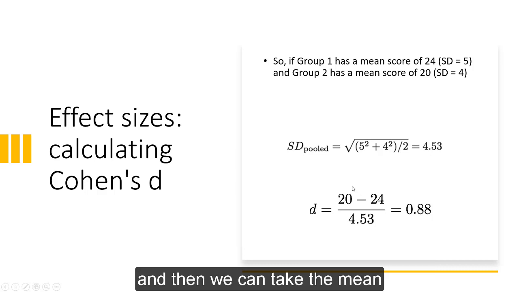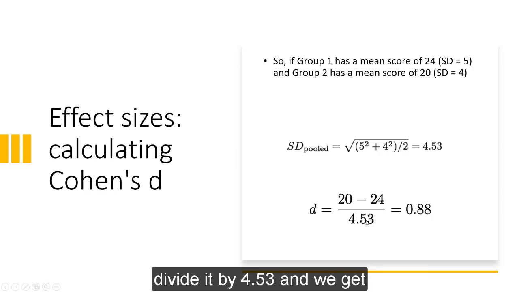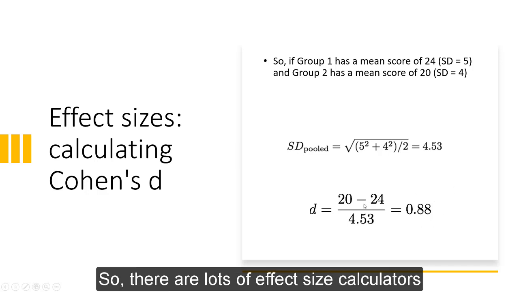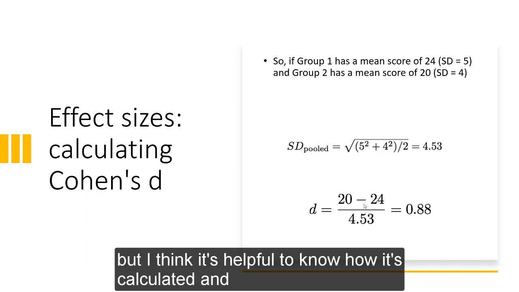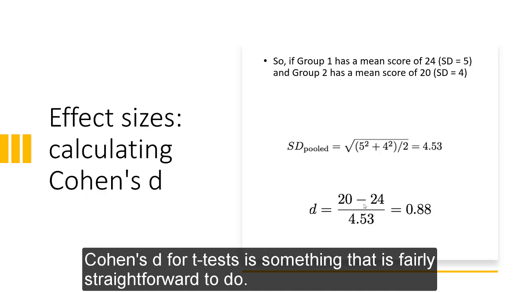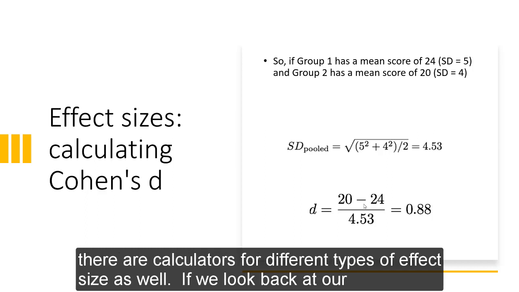And then we can take the mean of our group minus the other mean, divide it by 4.53, and we get a value for D of 0.88. So there are lots of effect size calculators out there on the web, so you don't have to remember this formula, but I think it's helpful to know how it's calculated, and Cohen's D for t-tests is something that's fairly straightforward to do. But there are lots of calculators, as we saw for t-tests, there are lots of calculators for different types of effect size as well.